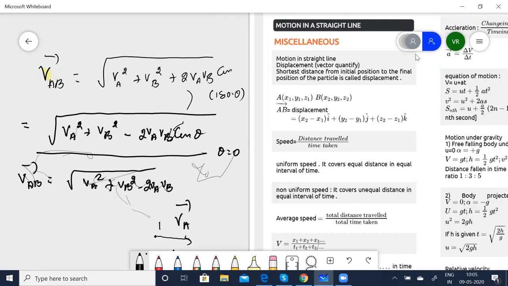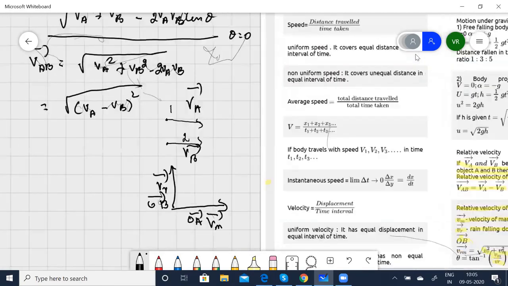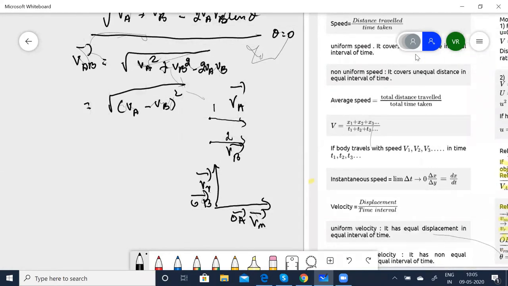So, which is nothing but root of VA minus VB the whole square. Now taking the square root, I can simply write it as VAB vector is equal to VA minus VB. Okay, simply you can write it as VA minus VB.